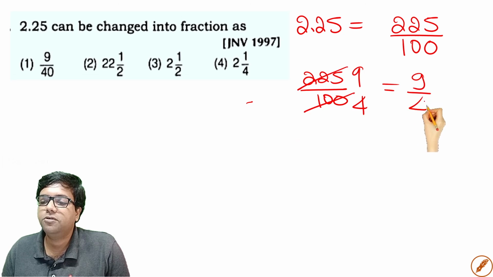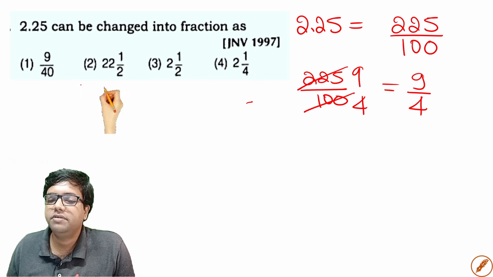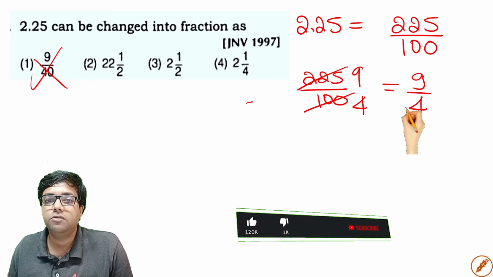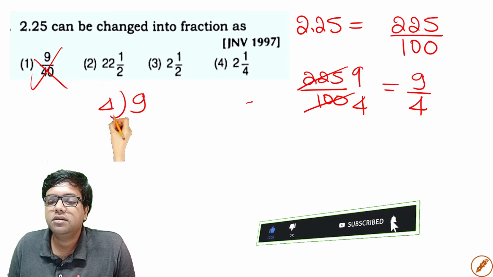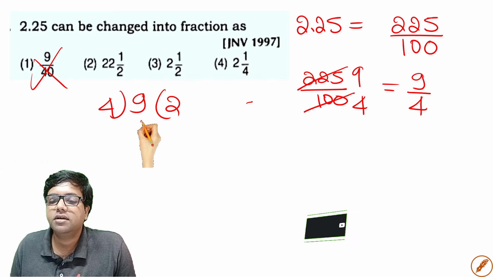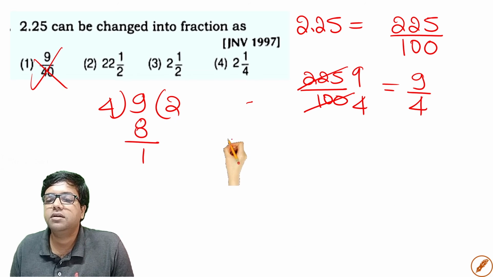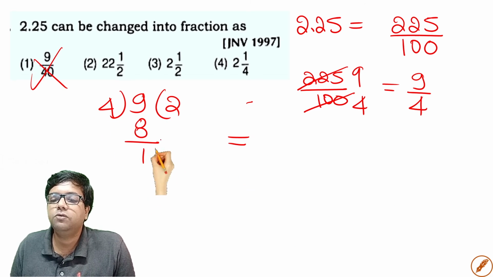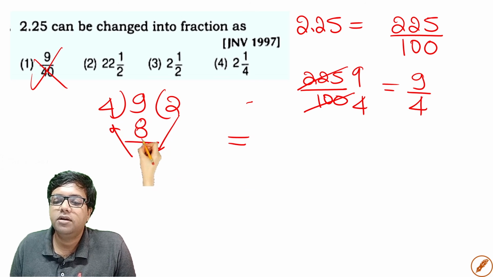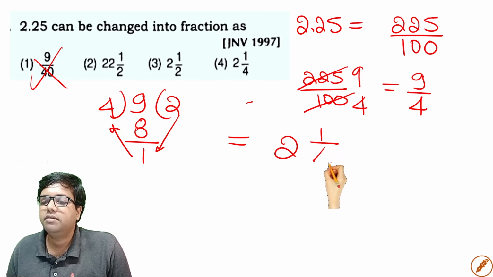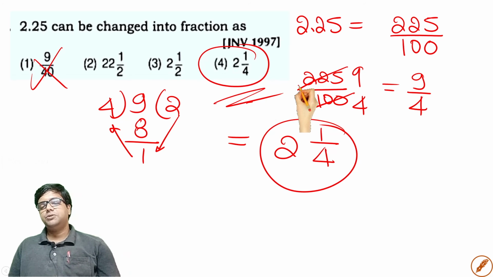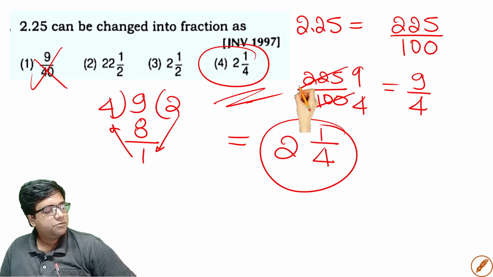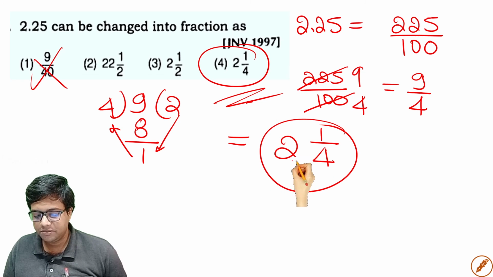So 9 by 4, most of them are in mixed fraction. We have 9 by 40, which is not equal to 9 by 4, remember. So 9 by 4 is there. So let's do it in mixed fraction. We know how to convert it into a mixed fraction. 4 2s are 8, and the remainder is 1. So 2 1 by 4 is the right answer. 2 1 by 4 is available in option number 4. So therefore option 4 is the right answer for this question.